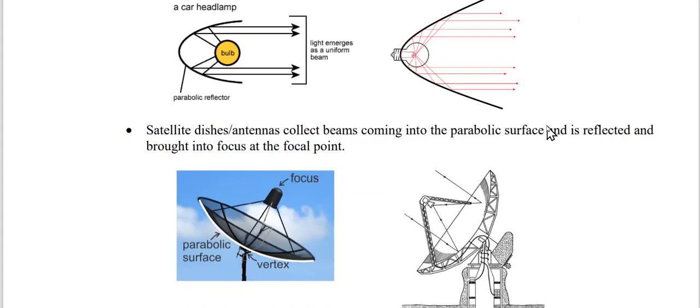Satellite dishes are the same kind of idea. That receiver is at the focus of the parabola so that that signal is reflected straight where it needs to go.